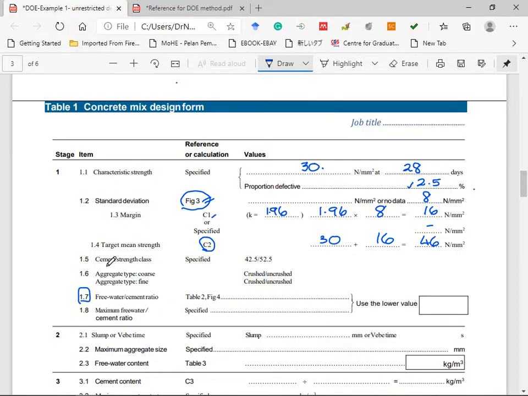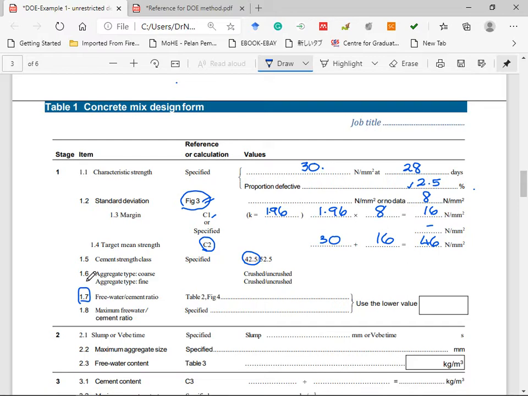Next is 1.5, the cement strength class. As specified in the question, it is 42.5. Both are type 1 cement, ordinary Portland cement. The difference is that 52.5 is for early strength, while 42.5 is for normal hydration.